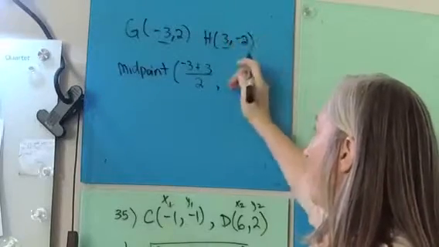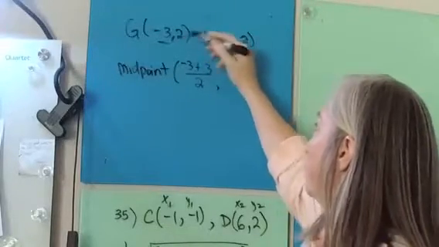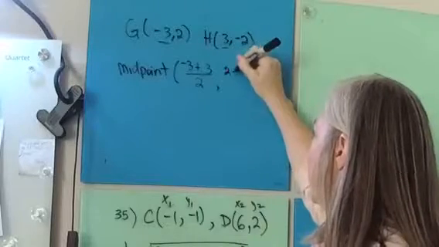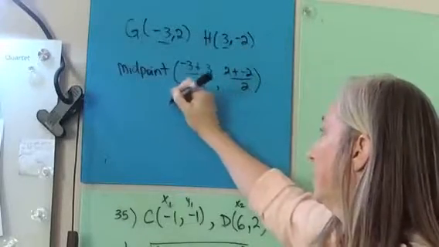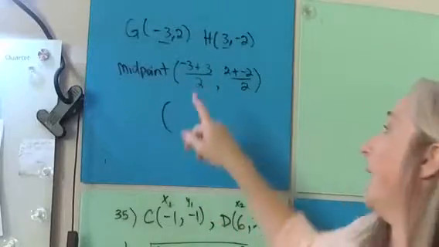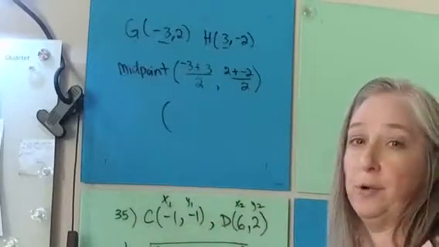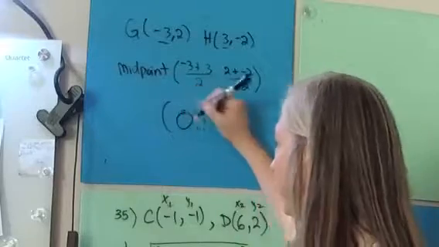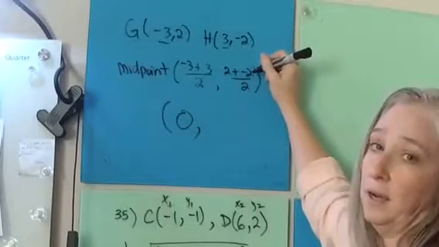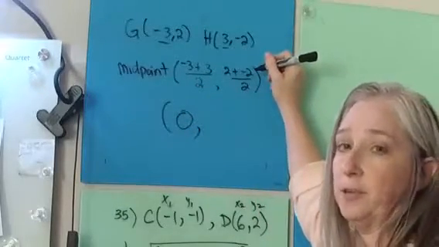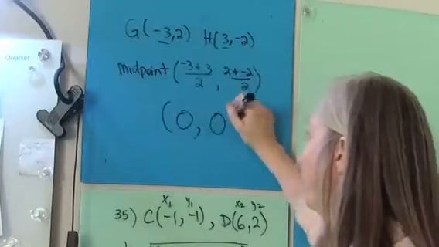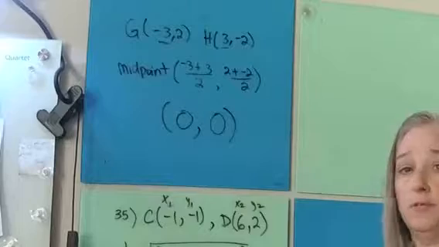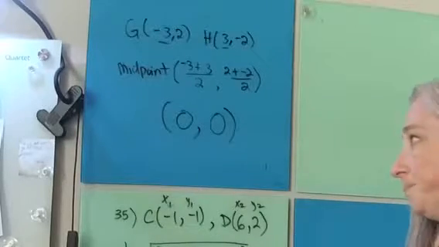And then for the y coordinate, I will do the y values 2 plus negative 2 divided by 2. Okay, so when I add negative 3 plus 3, I get 0. 0 divided by 2 is just 0. And then for the y coordinate, 2 plus negative 2 is 0, and then 0 divided by 2 is 0. So the midpoint turned out to be 0, 0 for that problem.